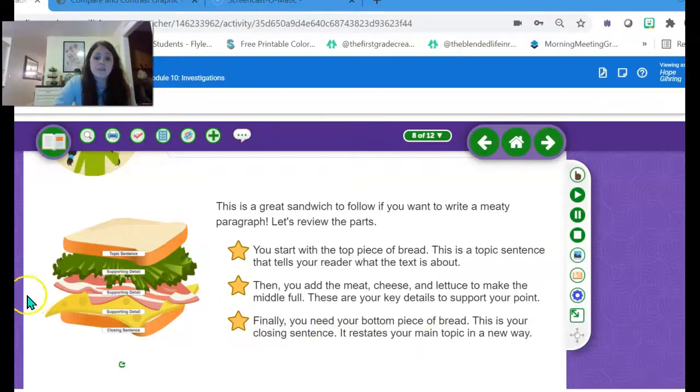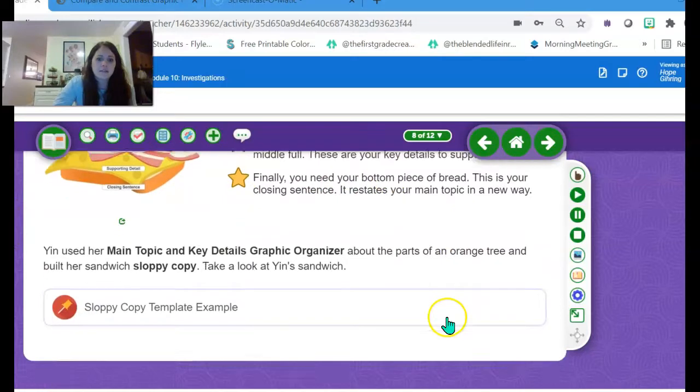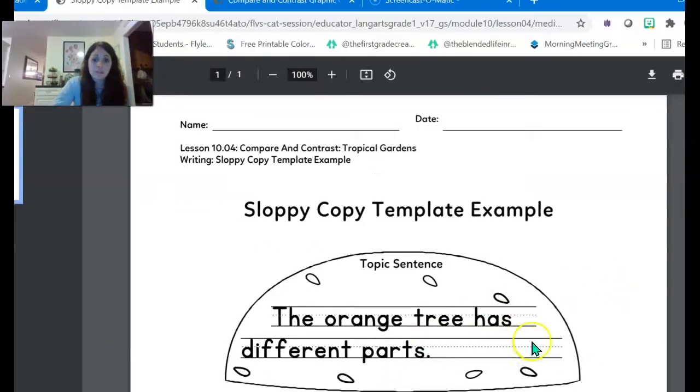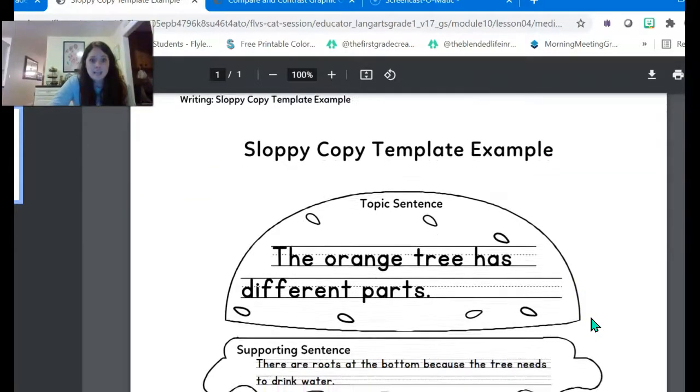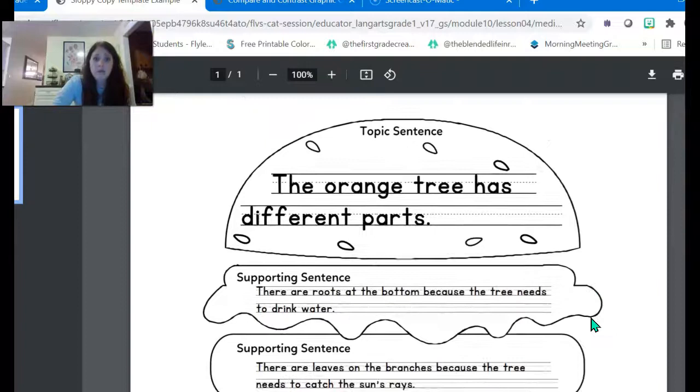And finally, we need our bottom piece of bread, which is our closing sentence, and it restates our topic in a different way. Now let's go ahead and look at an example of this. And you have this in your workbook, page 88. So you can look at this while you're working on your assignment as soon as we finish here if you'd like.